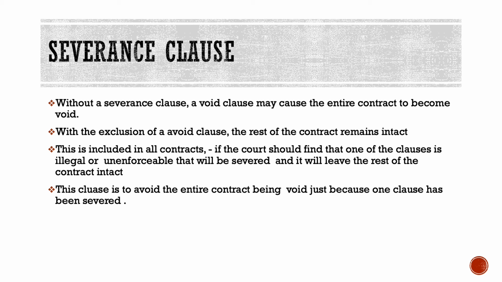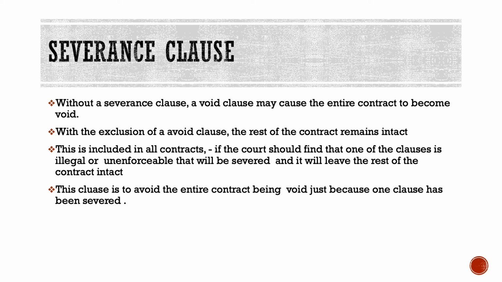So with the exclusion of a void clause, meaning that if you had a void clause, you can have the rest of the contract remaining intact, remaining enforceable. So as you draft, if you're a contract law student, remember to have this severance clause because as you can see, it has a huge impact. With it, only a specific part that is unlawful, unenforceable or void will be considered void and removed, and the other parts of the contract will remain enforceable and legally binding.